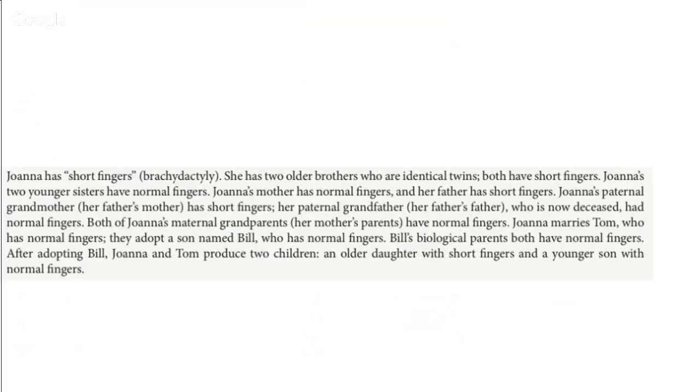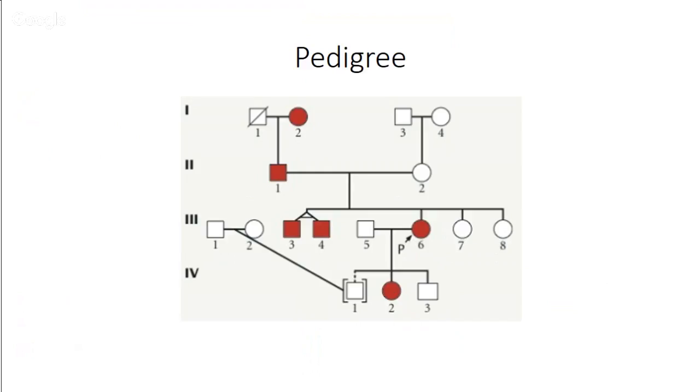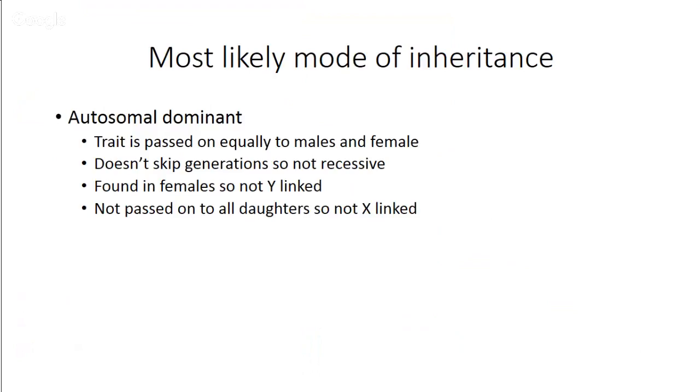So the first thing that I want to do is break that down to a pedigree. As you can see here, you have the mother having it, the son having it, but the daughter doesn't, and so forth. So what we do is try to find out what is the method of inheritance for the future generations. What's most likely? My answer is autosomal dominant, because the trait is passed on equally to both males and females. Since it's found in females, we can go ahead and cross out that it's not Y-linked.